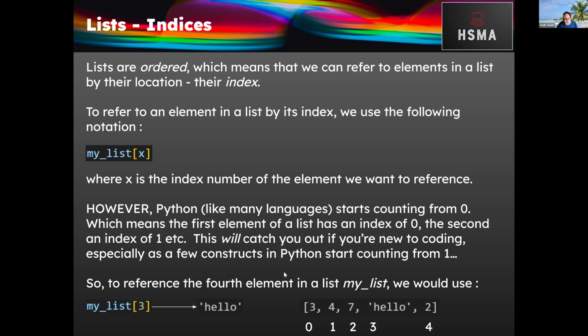And this can catch you out, particularly if you're new to this, because putting a 3 in square brackets here will not give you the third element, it'll give you the fourth element, because it starts from 0. So a 3 is actually the fourth element in the list. In this example, if I said my list, square brackets, and then put 3 in there, and hit enter, that would give me back the value hello, which as I say is the fourth element in the list.